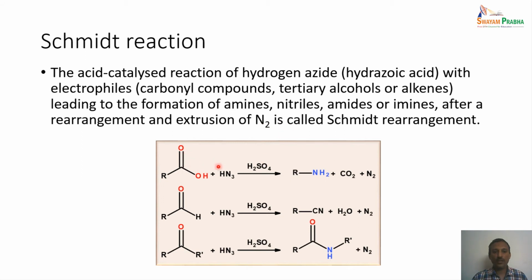So a carboxylic acid, when treated with hydrazoic acid in the presence of sulfuric acid, gives amines with the loss of CO2 and nitrogen gas. Aldehydes undergo the same reaction to give nitriles. Here water and nitrogen are the byproducts. And when we take a ketone as a starting material, the Schmidt reaction produces an amide derivative with the loss of nitrogen gas. So three different starting materials undergo the same reaction with the reagent, producing three different end products.